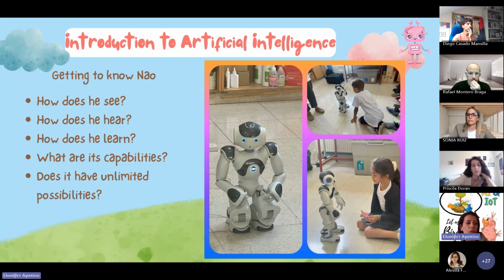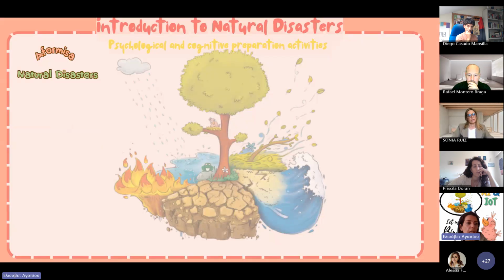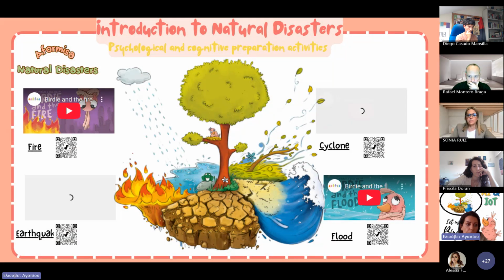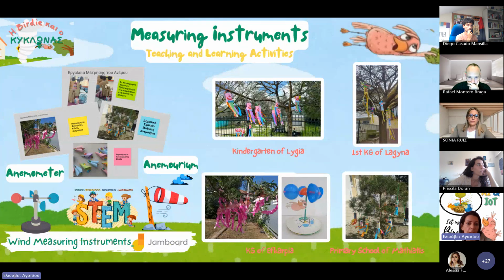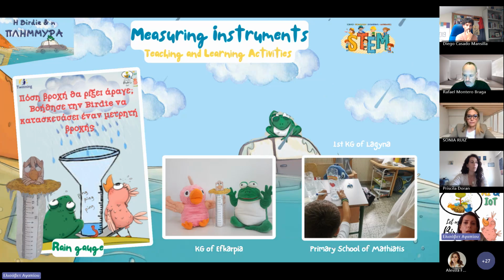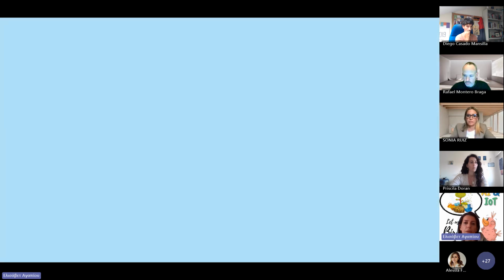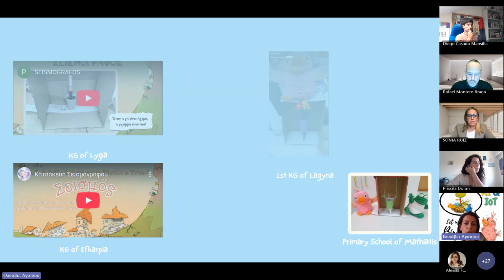Following this, we focused on psychological and cognitive preparation tasks, which included introducing Bertie to our school and assessing students' prior knowledge. For each natural disaster, we studied the phenomenon, its causes and consequences. We constructed measuring instruments and STEM activities, such as experiments and simulations. For cyclone, we made an anemometer. For flood, a rain gauge, thermometers, and seismographs. A lot of experiments.